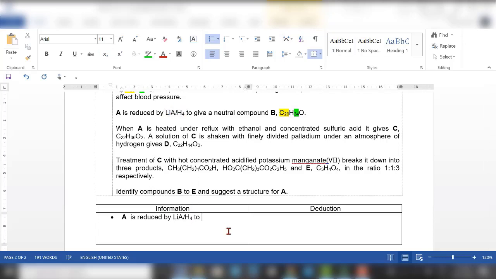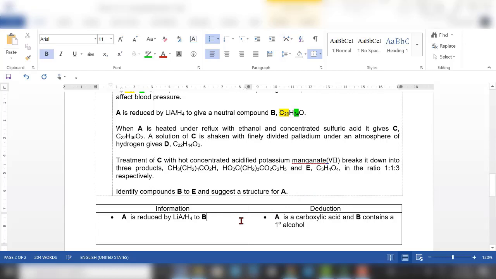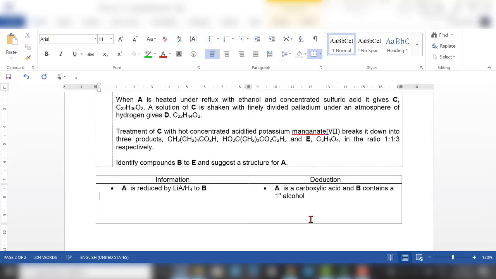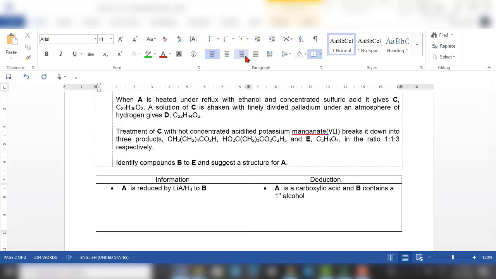Okay, to B. And then there are several things you can actually conclude here. A is a carboxylic acid, and B contains a primary alcohol. Okay, I think these are some of the clues that will help you problem solve. And those of you who are maybe a little bit like me, die-hard fans of degree of unsaturation, you can do the calculation if you want.